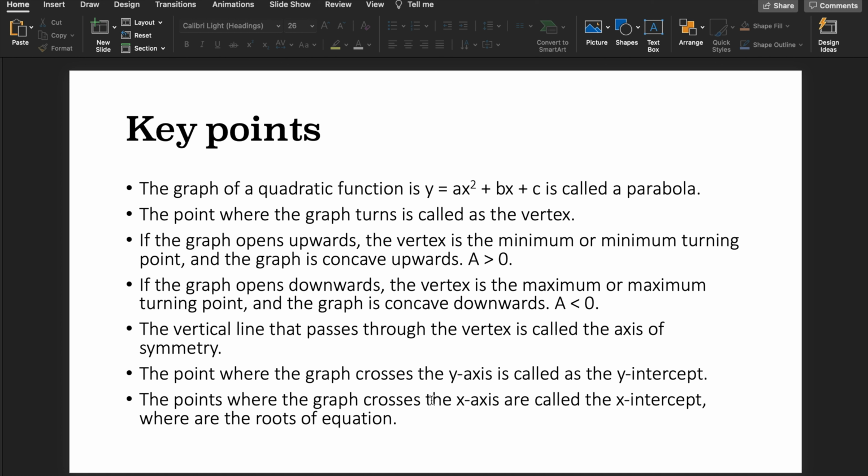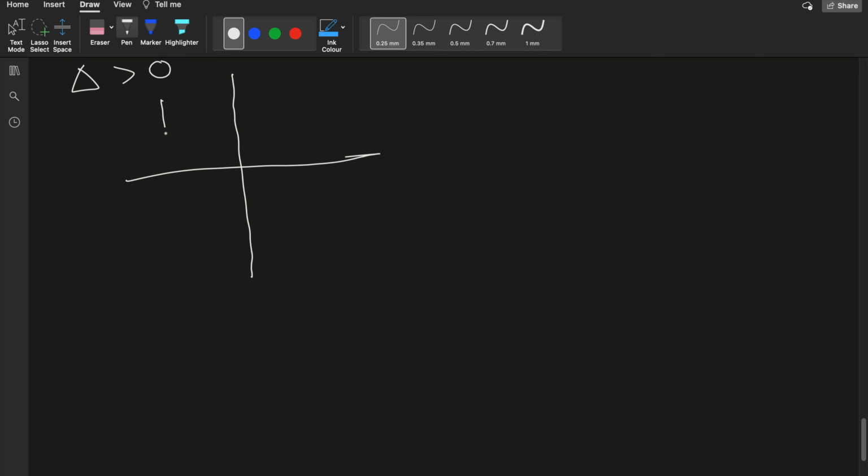And the points where the graph crosses the x-axis are called the x-intercepts, or they're also called the roots of the equation. So now I will link the nature of the roots with the graph. If the discriminant is greater than 0, the graph cuts the x-axis at exactly 2 points. There will be two x-intercepts.